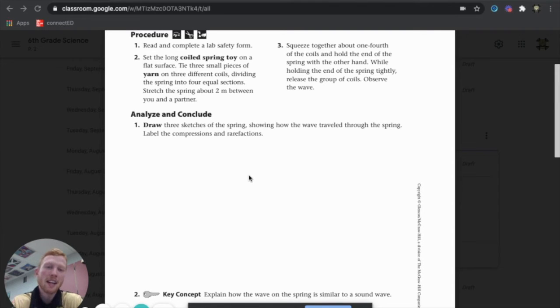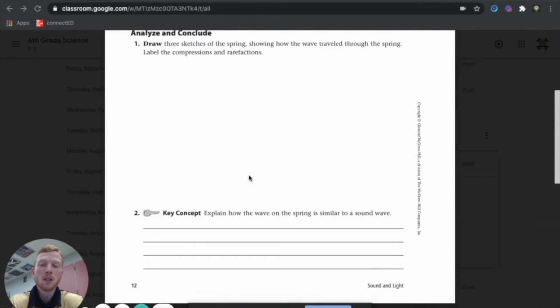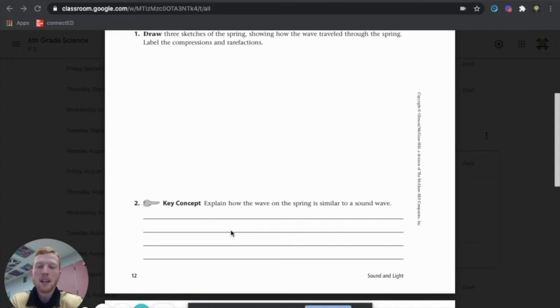Okay, as well as if you have a larger compression, you're going to have more spread out rarefactions and so forth. If you have a smaller compression, you're going to have smaller rarefactions. Okay, so you're going to model 3 of those. Okay, it does not have to be perfect. I know this is not art class, so it's not that big of a deal. However, you need to model 3 of those and upload that to this post. Then you need to answer this question. It says, explain how the wave on the spring is similar to a sound wave.